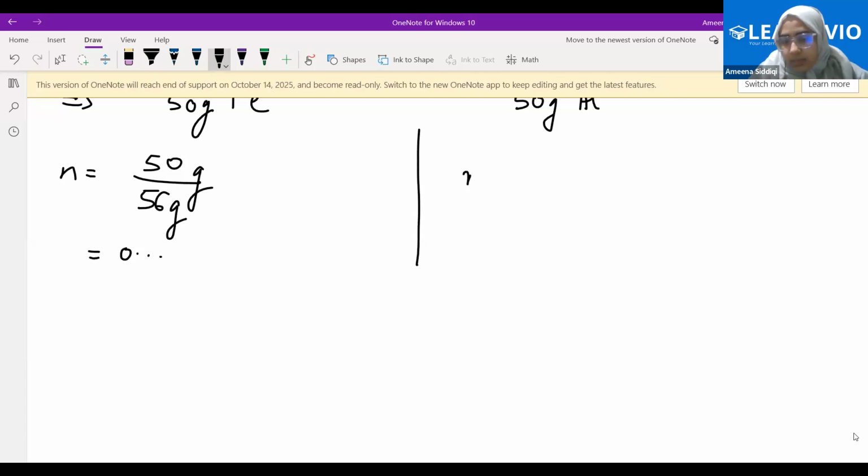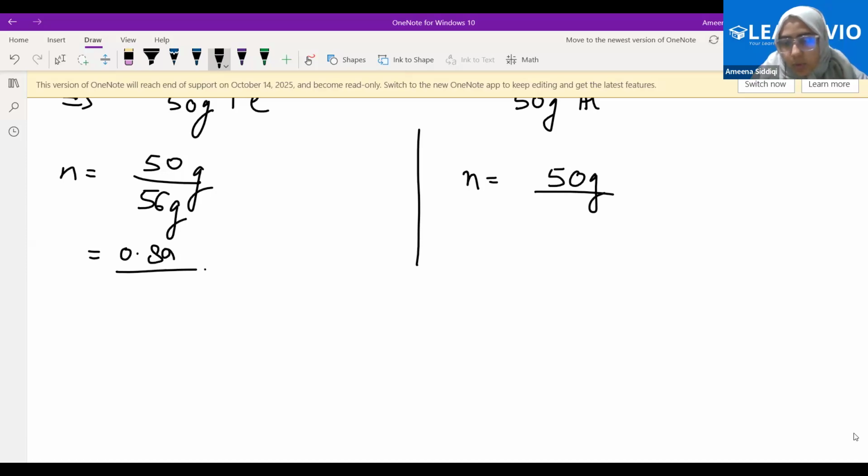In case of aluminium, the given mass is 50 grams. What is the atomic mass of aluminium? 27. I want to know the unit from all of you. What is the unit of atomic mass? It's U, ma'am. What is the full form of U? Not studying?